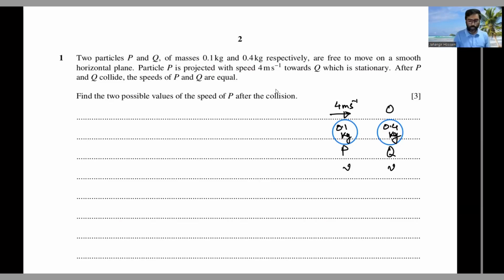Now, will they move in the same direction after the collision? Yes. So there are two possibilities. Q can only move away from P, but P can move towards Q, or it can also move in the opposite direction. So P has two possible directions of motion after the collision. So we have to consider both of them to find two possible values of the speed of P after the collision. Okay. Now let's apply conservation of linear momentum here.